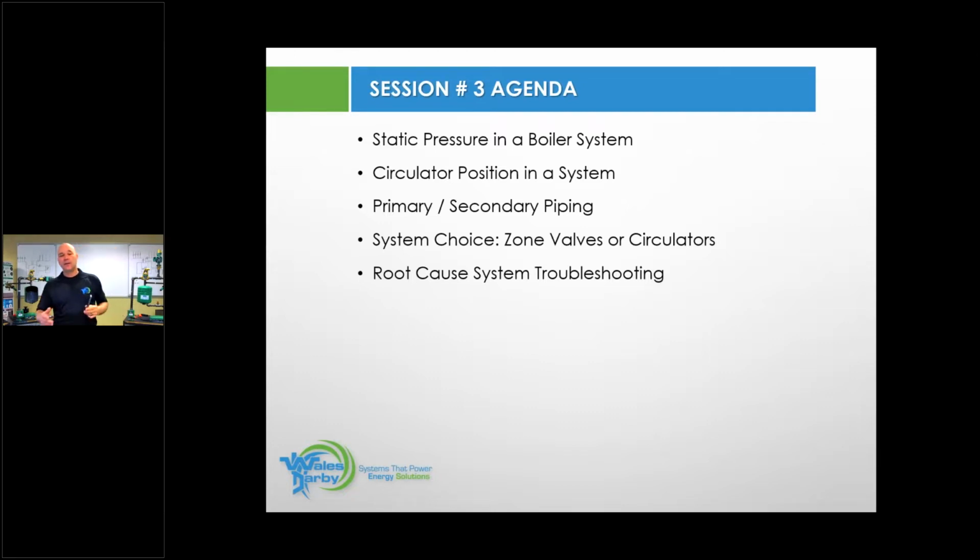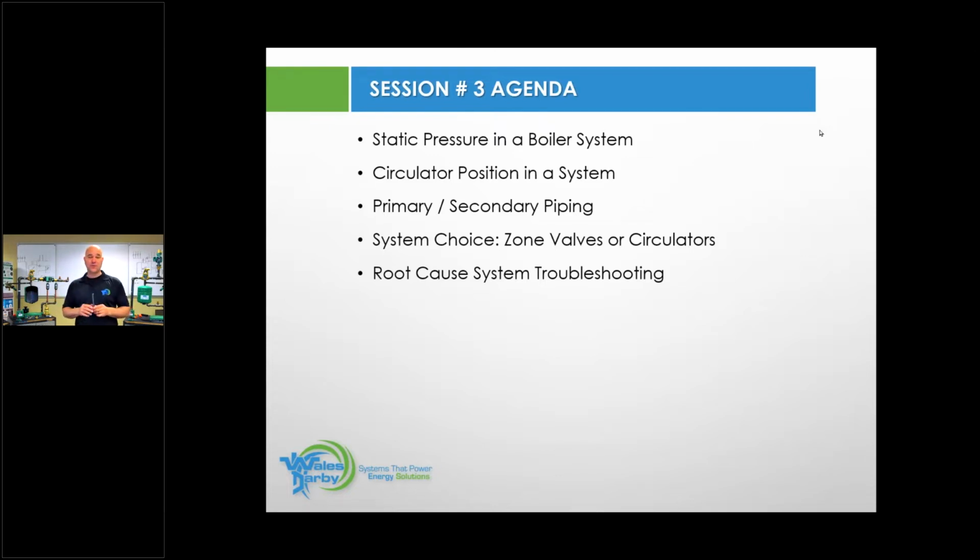We're going to take the myth out of primary-secondary. We want to simplify primary-secondary piping and just make it as easy as possible for everyone out there. We're going to take a look at what is the best system for your application. Is it a zone valve job with one circulator, or is it a system with multiple circulators? There's really no right or wrong answer there. This debate has been going on forever, circulator or zone valve. But we're going to put some numbers to it and let you decide how you want to go.